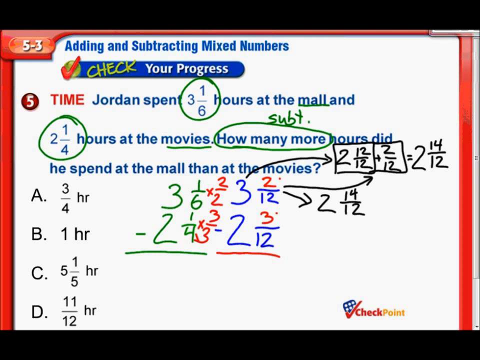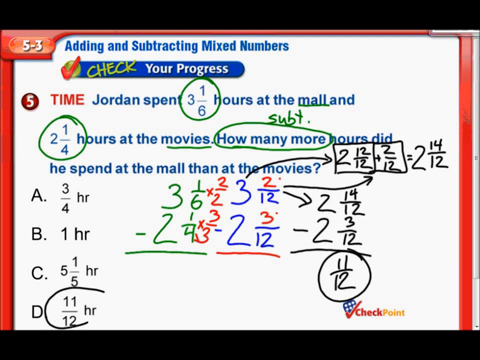Now we'll just bring this over, minus our 2 and 3 twelfths. All right, now I think we're ready to solve this. Well, 2 minus 2 is 0. That's gone. 14 twelfths, take away 3 twelfths. Well, 14 minus 3 is 11 twelfths. So I guess it would be 11 twelfths of an hour longer at the mall than at the movies. Is that one of our answer choices? Oh yeah, there it is. Super. Okay.